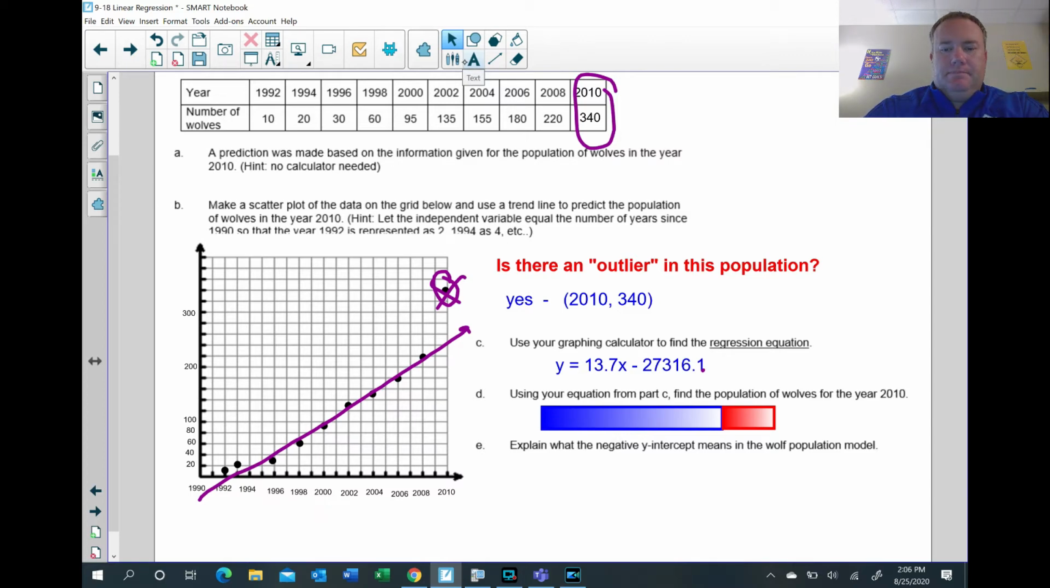All right, so with that equation, we can make predictions. Obviously our earlier prediction stunk. So let's make a prediction, using the equation from part C, to see what the population of wolves would be in 2010. So 13.7 times 2010 minus 27,316.1 gives us about 221 wolves. So that is linear regression. Let's try another one.